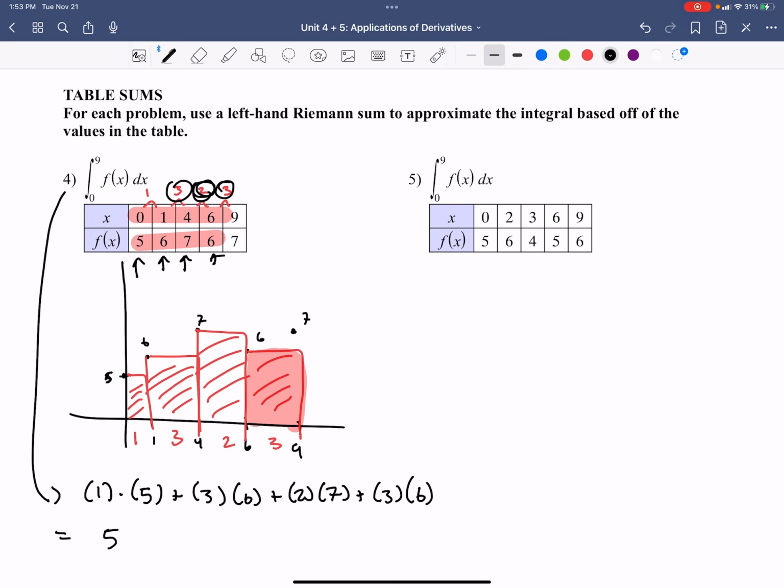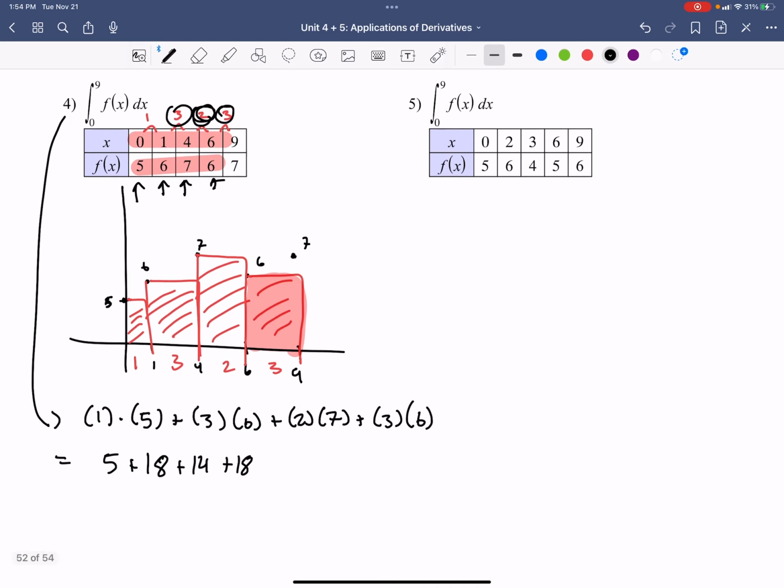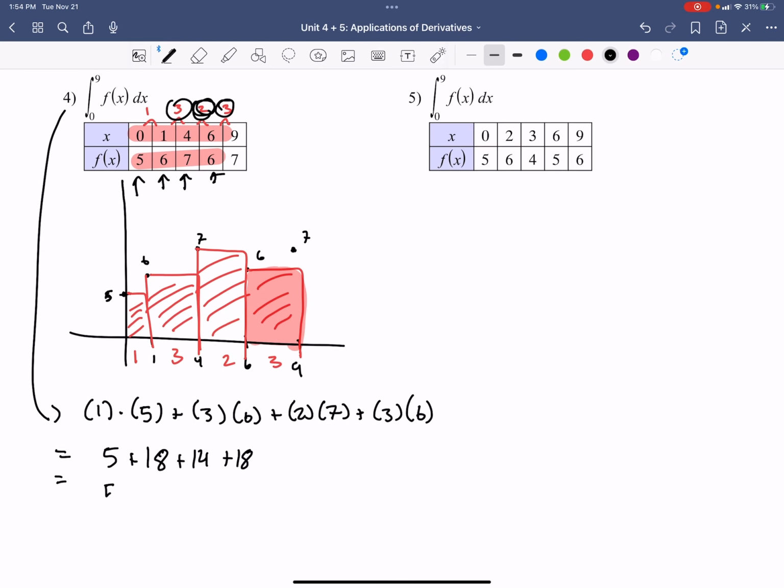So you're going to get 5 plus 18 plus 14 plus 18. Cool thing about 18 plus 18 is that you get 36 plus 14. 36 plus 14 is 50 plus 5, which is 55. And let me check my little answer key, because I have an answer key so I don't give you guys the wrong numbers. And your teacher is correct.